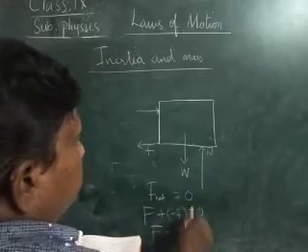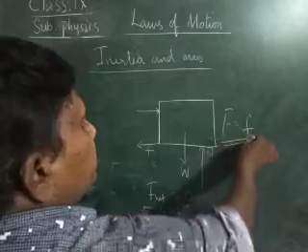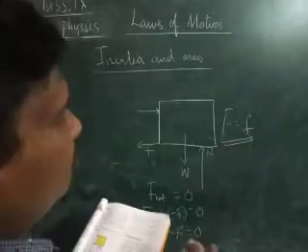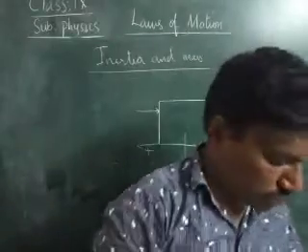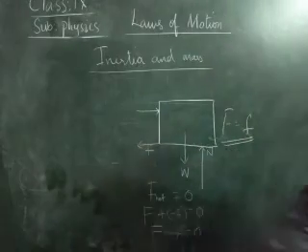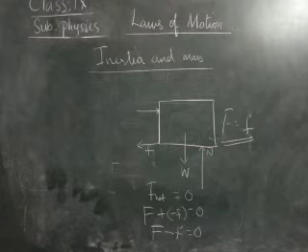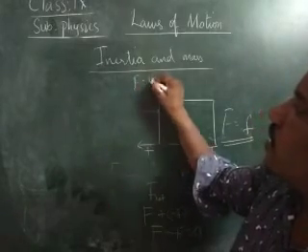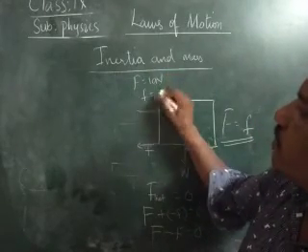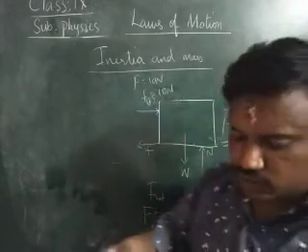Therefore, F minus f is equal to 0. Therefore, we get f is equal to capital F. Therefore, what is the value of the friction? The value of the friction is the same as the value of the applied force. Okay, children. The value of the friction force is the same as the value of the applied force. The value of the applied force is 10 newtons, given here. Therefore, what is the frictional force? It is also 10 newtons.